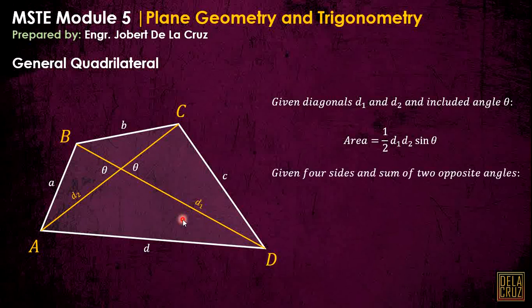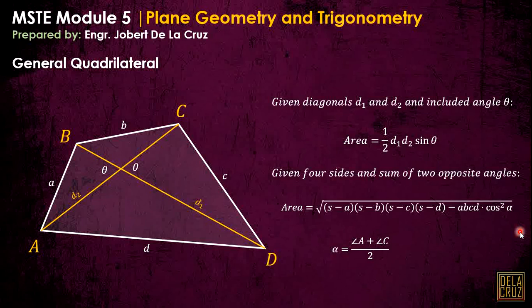Okay, if 4 sides is given naman, then we can solve this one using this formula. It is like the Hero's formula in triangle, no? But we have an additional factor dito in the formula, cosine squared of alpha. And that alpha is the average of the sum of the two opposite angles. In this case, the opposite here is A and C, then the average is divide natin siya by 2. The same rin sa B and D. Opposite sila, mag-i-equal lang yan. Okay?